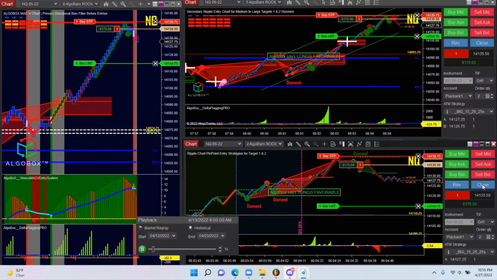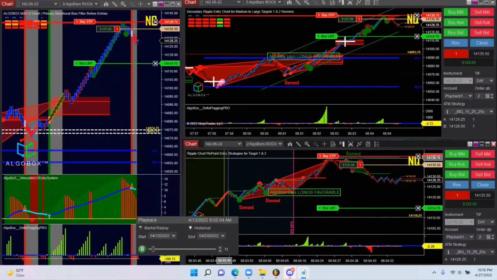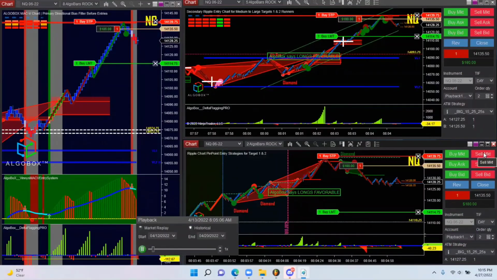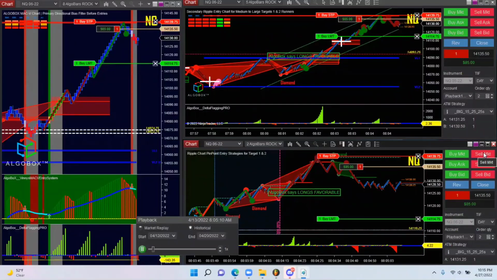So as you can see over here, it's starting to change. So we're going to short. If I see something that gives me another entry, then I will add to the position. If not, then we'll close it right here.